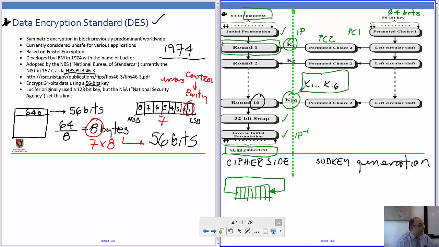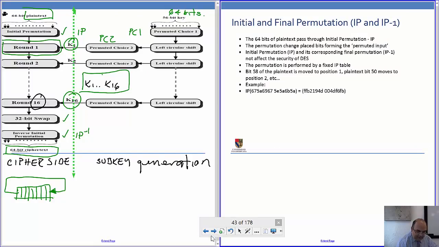So, now we're going to zoom in. And now things get fun. Okay, well, the first one is the initial permutation. The initial and final permutation are the same permutation, but in reverse order. And let's look at how we are going to do it.